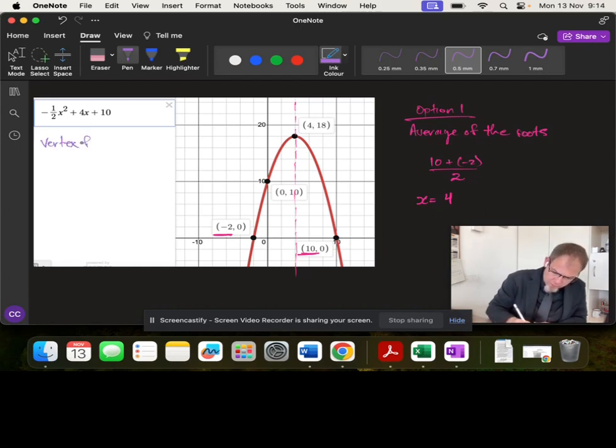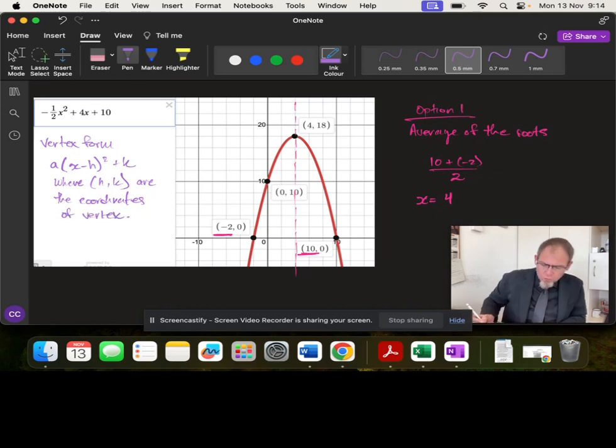Vertex form is the form a times x minus h squared plus k, where h, k are the coordinates of the vertex. So if I just want the axis of symmetry, then all I actually need to find is that it's going to be x equals h. Okay?